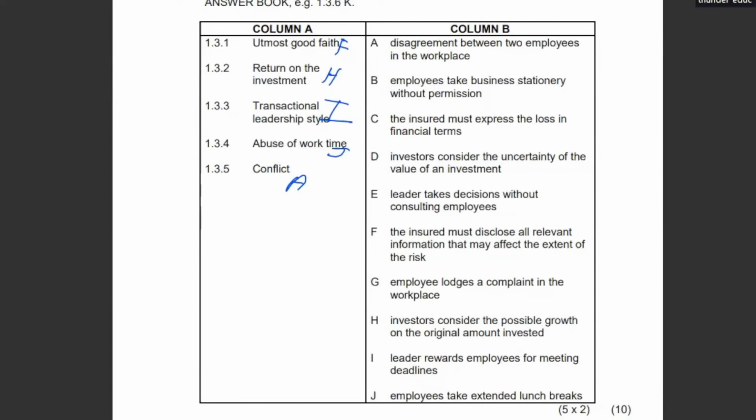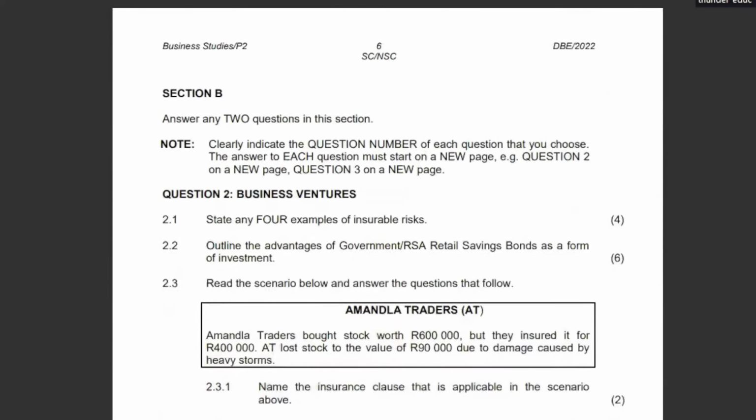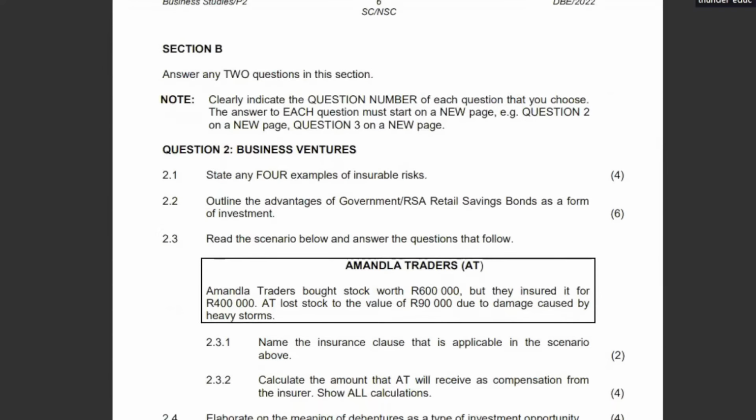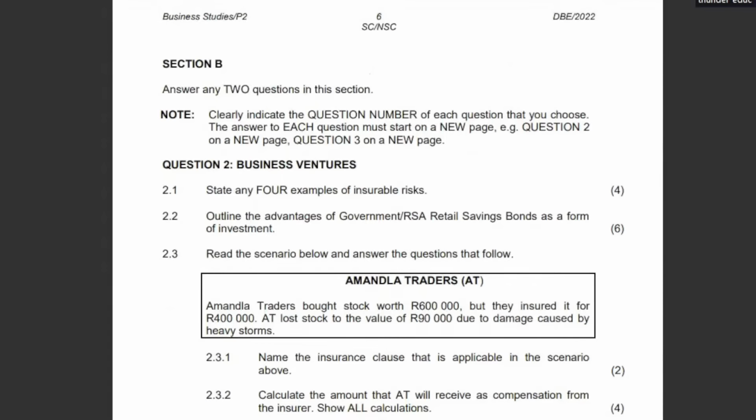So now we should move on to the next question, which is question 2. This question 2 appears under section B. Remember, under section B, you're faced with a different set of questions. In total, there are 3, and you're expected to select only 2, of which one question carries 40 marks. So answer any 2 questions in this section. Note, clearly indicate the question number of each question that you choose.